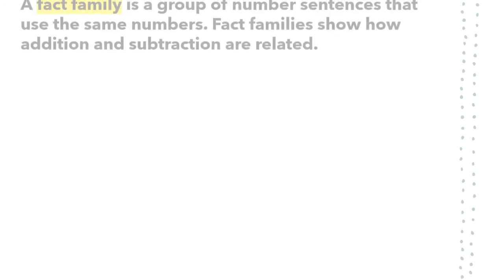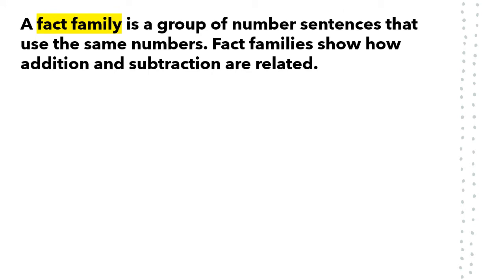Now, these 2 examples we used with the bus, using addition or using subtraction, show us how addition and subtraction are related. Another way is to look at fact families. A fact family is a group of number sentences that use the same numbers. Fact families show how addition and subtraction are related.